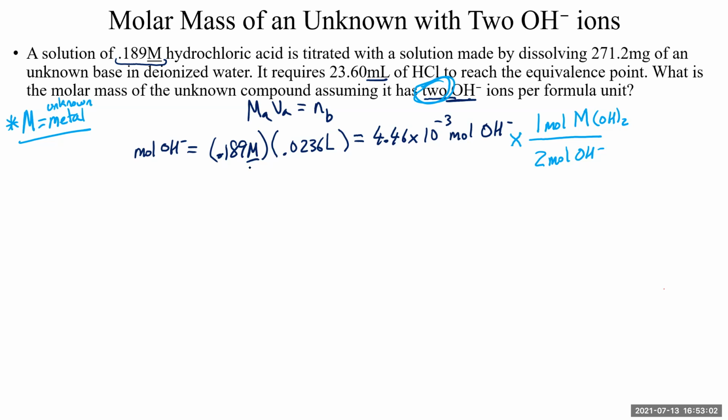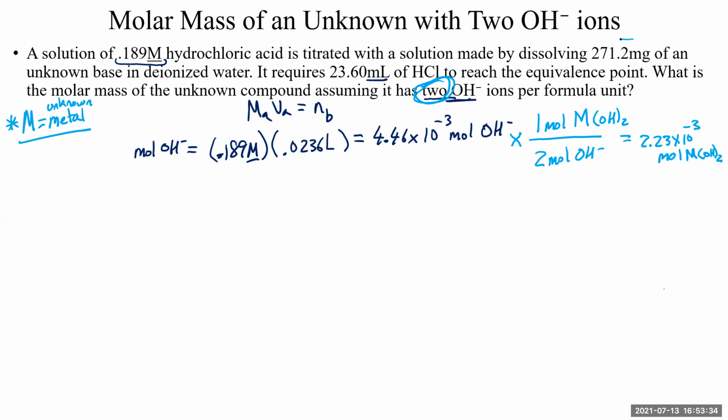All right. So that's going to equal what? Well, half, right? That's just half the value. 2.23 times 10 to the negative 3 moles of metal hydroxide, unknown metal hydroxide compound. So now we have our moles of metal hydroxide. Great. How do we figure out what is the molar mass of the unknown compound? Well, let's figure it out.